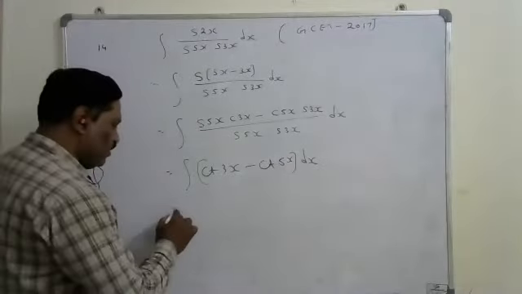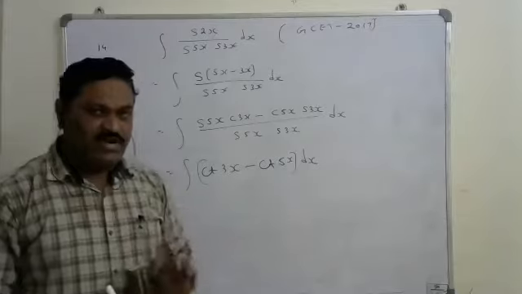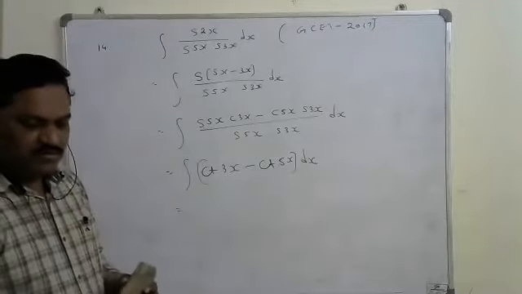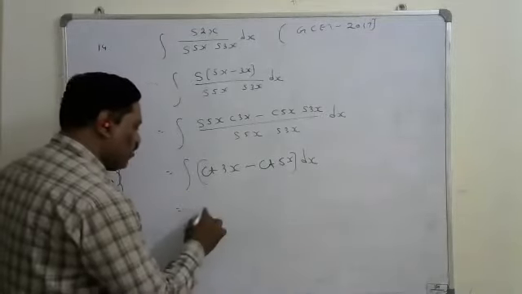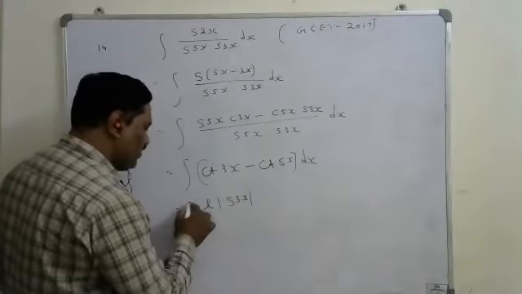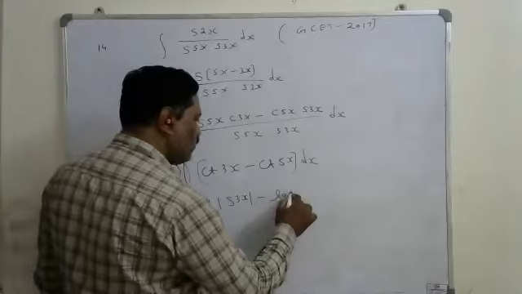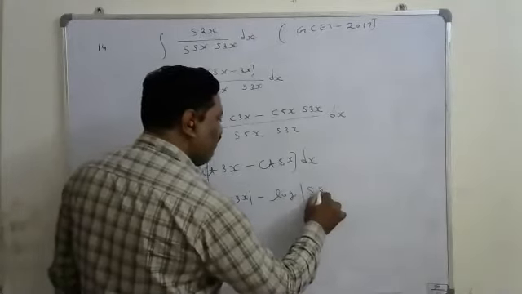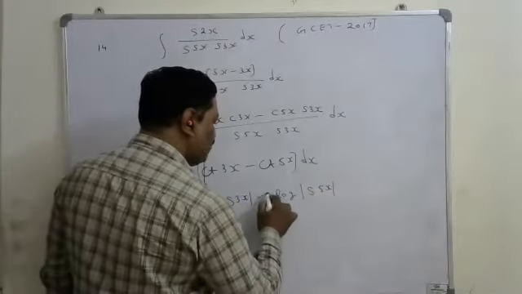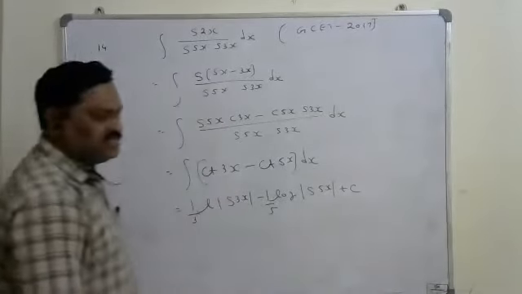Then we know the formula for the integral of cot x. What is the formula for the integral of cot x? Log mod sin x. So it is log mod sin 3x, where the x coefficient is 3, so we have to divide it by 3. Minus, it is also log mod sin 5x, and where the x coefficient is 5, so we have to divide it by 5, plus c. So this will be the final answer.